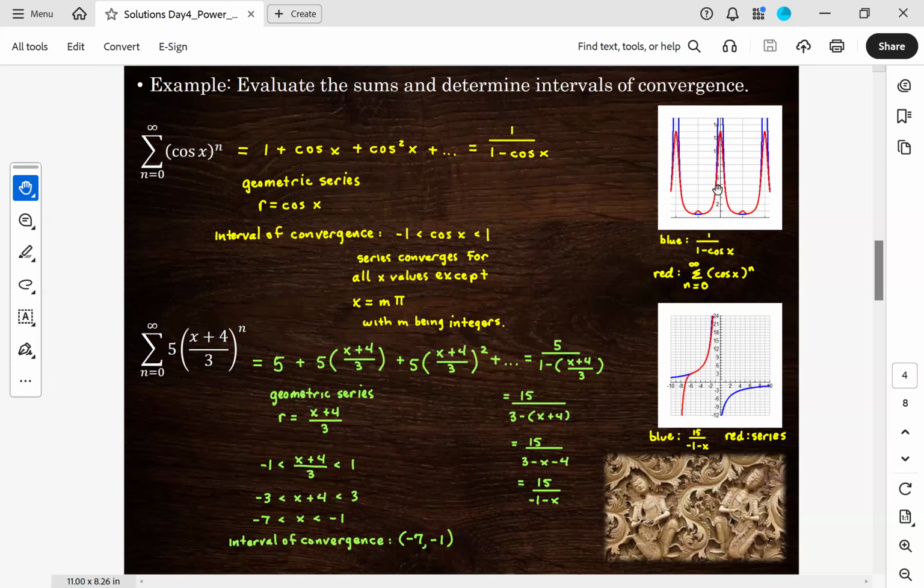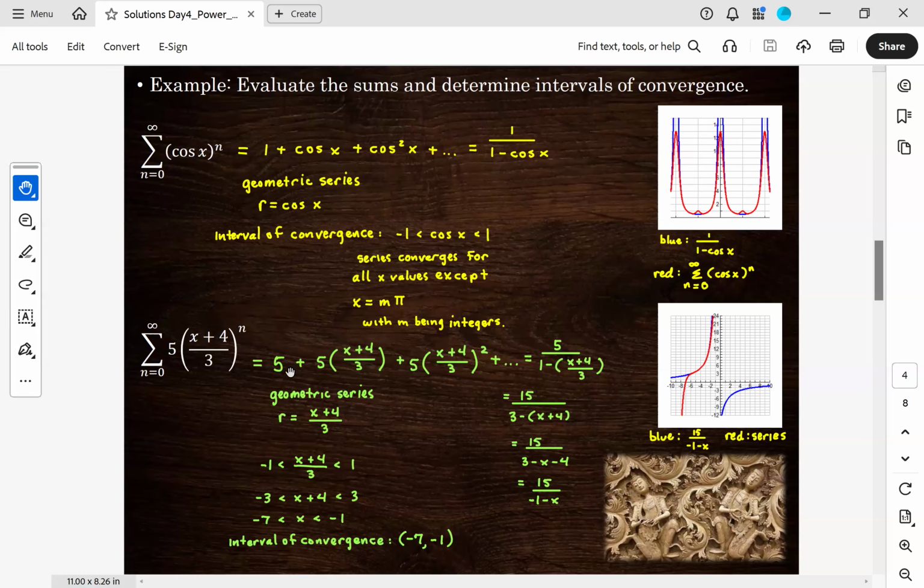And if you like, there's a graphical representation on the right that has the actual function of 1 over 1 minus cosine x in blue this time, where the red is a representation of the series. Okay, moving along. Second example on the page.